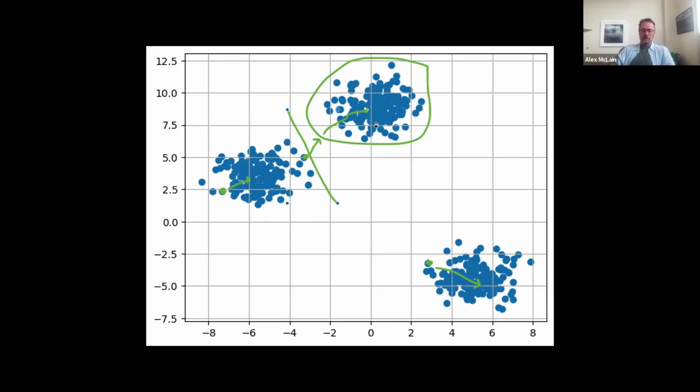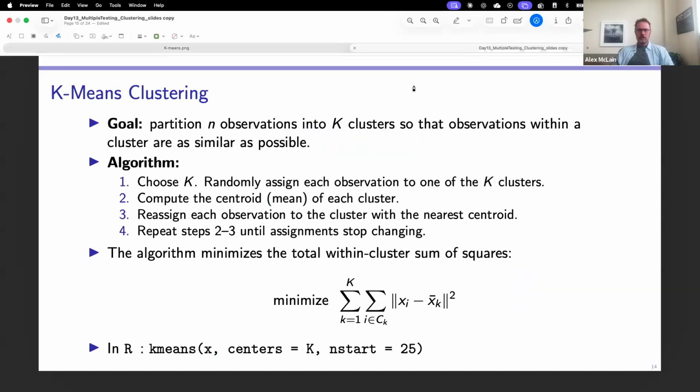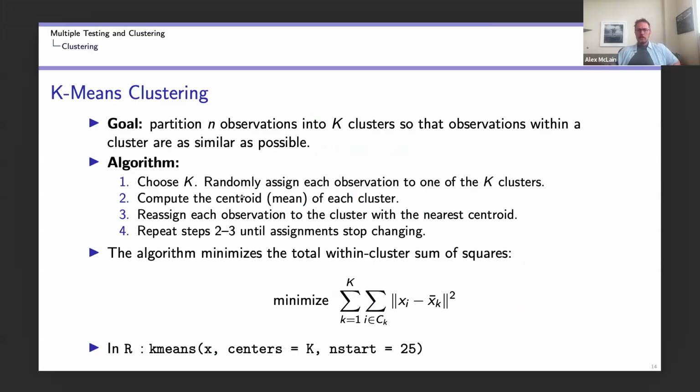So it's a very simple procedure, and you see it written here. We randomly assign the centroids to start with, compute the means, reassign each observation to the cluster with the nearest centroid, and we just keep repeating these steps. What this algorithm aims to minimize is the within cluster sum of squares. So the distance between each point in a cluster and its centroid, trying to make that as small as possible.